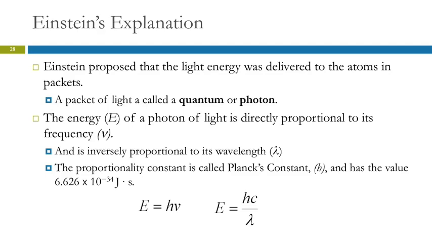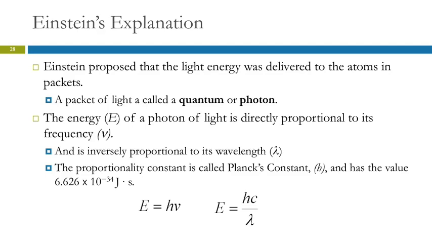So Einstein had an explanation for this. He proposed that light energy was delivered to the atoms in packets. So basically, he's saying that light is a stream of particles. These particles or packets are called quantums or photons. You've probably heard of photons. Fire the photon torpedoes, right? Photons. A photon is a piece of light.